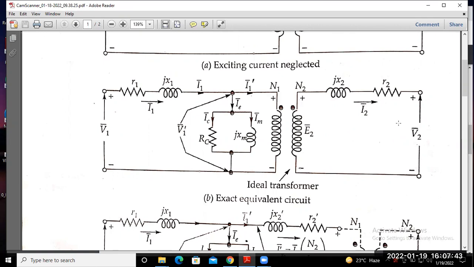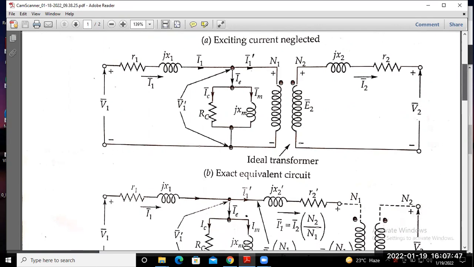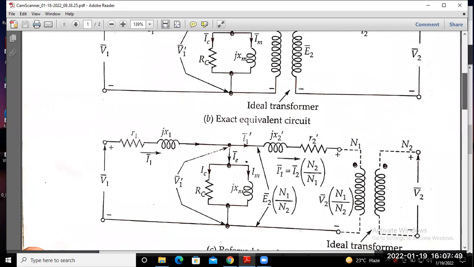Okay, so V2 and I2, how can we make them equivalent to the primary side? When the secondary side parameters, that means resistance, reactance, and voltage, are transferred to the primary side, the equivalent leakage reactance of the secondary side is simply represented by X2 dash, referred to the primary side.